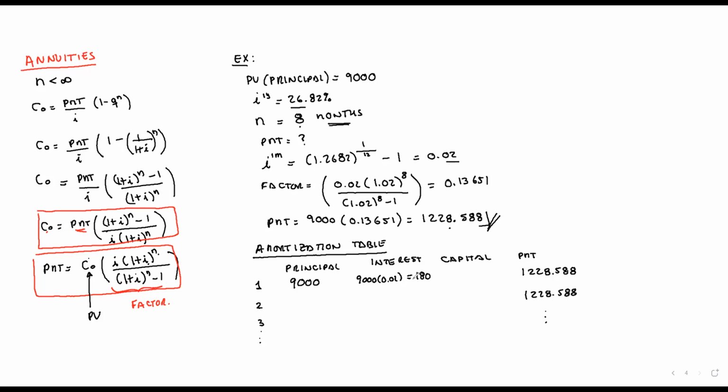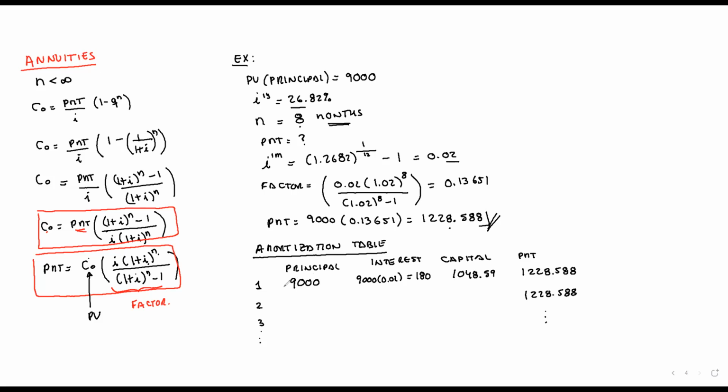How do you compute the capital? The capital, guys, is very simple. It's the residual value: the payment minus the interest gives you the capital. So 1,228 minus 180 gives you the capital. If you do this, you obtain 1,048.59. So that's what you get. Okay, so we have finished the first line.